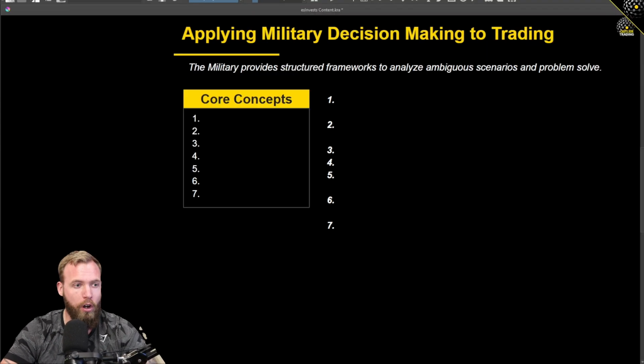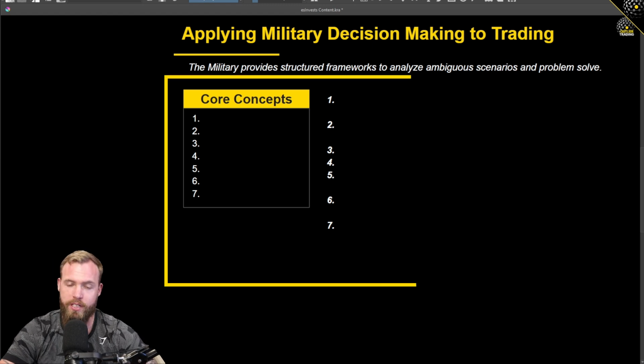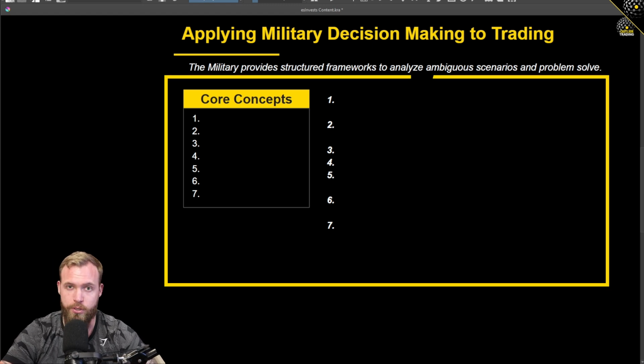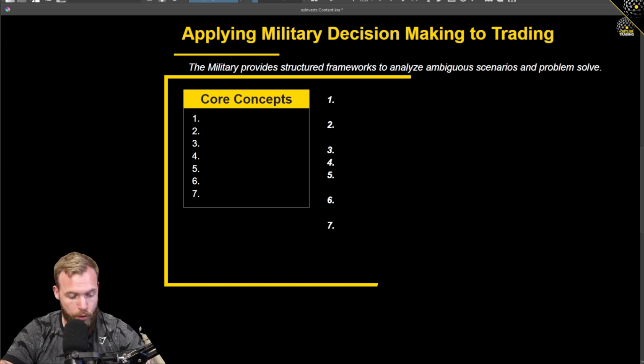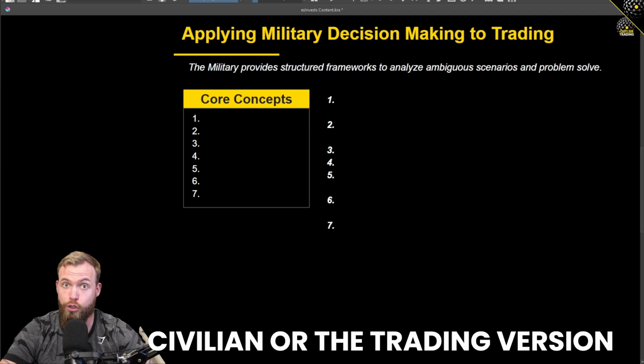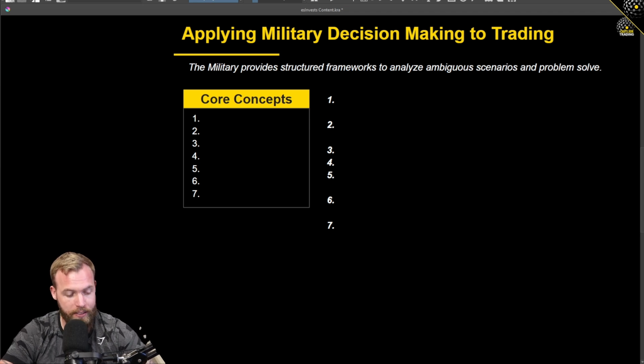Actually, we're going to walk through 7 core concepts. I'm going to give you 7 examples for each one of those core concepts. And then I'm going to show you the civilian or the trading version of all of these core concepts, on how you can lift the core concept, shift it to your paradigm as a trader to amplify what you're doing.